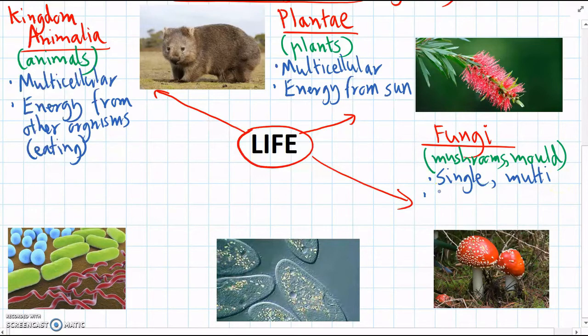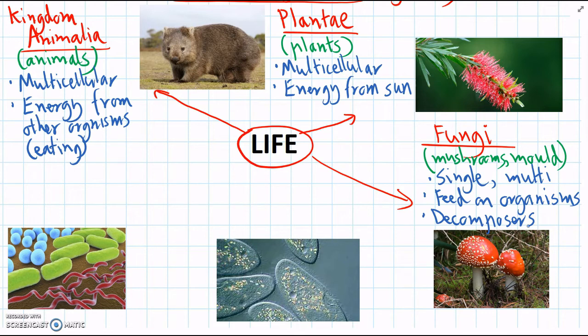They also, like animals, need to feed on other organisms. They need to eat other things to get their energy, but they eat dead living things. They eat dead organisms, and we call that decomposers. They break down all the dead bodies, the dead leaves in an ecosystem.